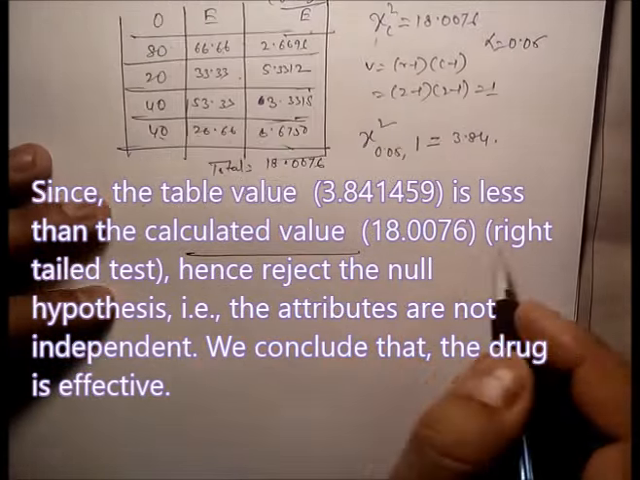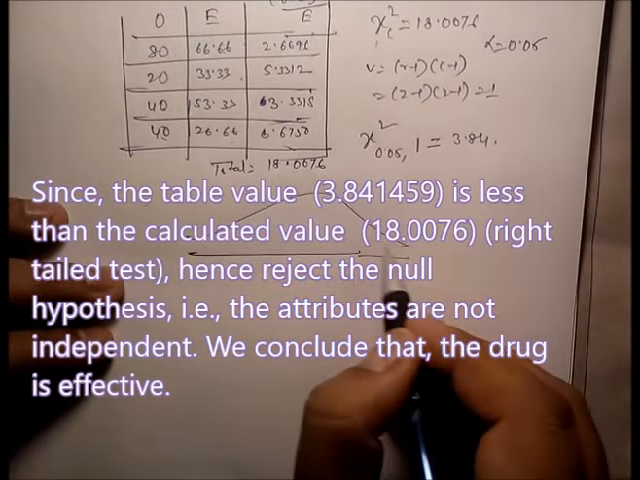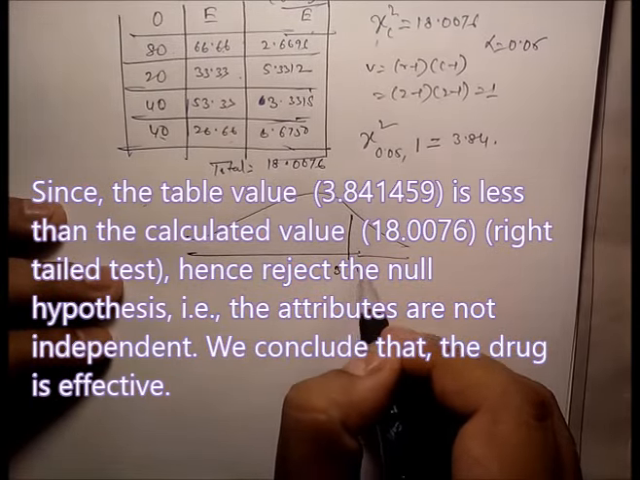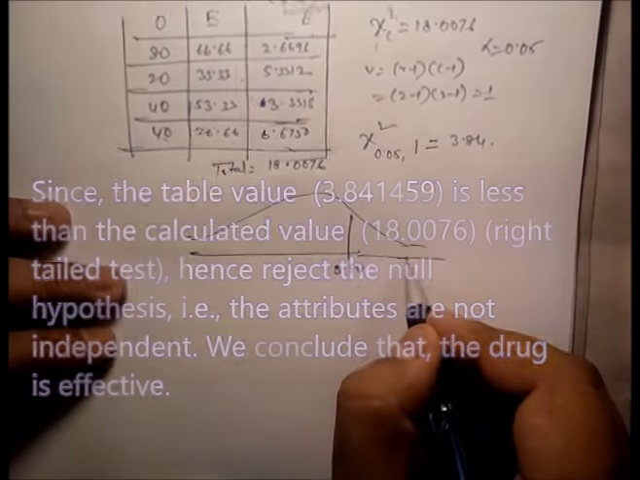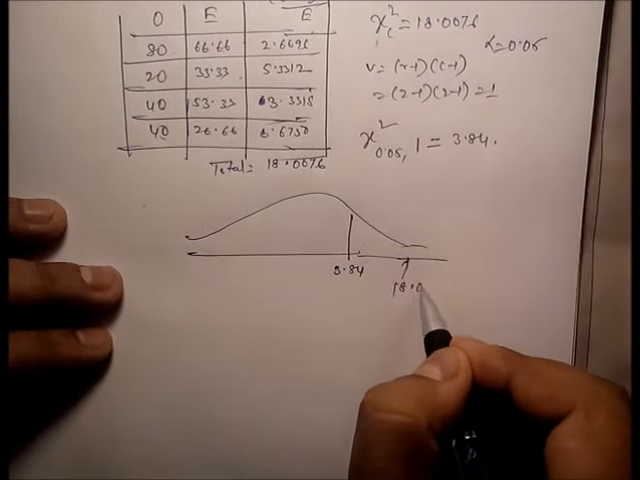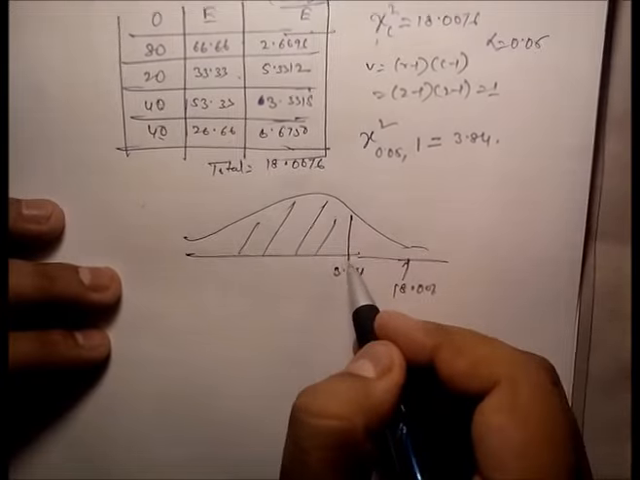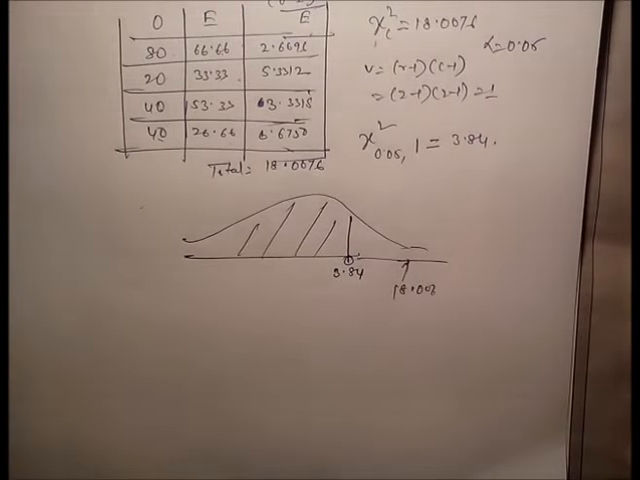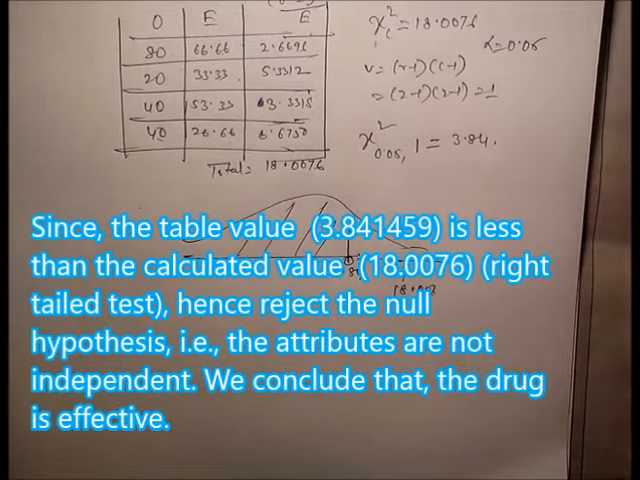Since the table value is less than the calculated value, and it's a right tail test, as you already know, the theoretical value is 3.84 and the calculated value is somewhere here, 18.0076. It is more than this, so reject the null hypothesis. That is, the attributes are not independent, and we conclude that the drug is effective.